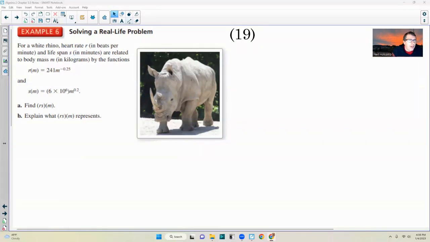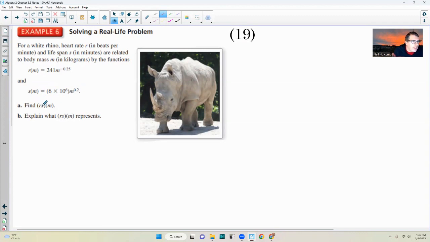Okay, example 6, solving a real life problem. So now we're going to apply this to a real scenario. For a white rhino, heart rate R in beats per minute and lifespan S in minutes are related to body mass M in kilograms by the functions R of M, heart rate per minute, equals 241 times M to the power of negative 0.25, and S of M, which is lifespan of a certain sized rhino, is 6 times 10 to the 6th power times M to the 0.2.